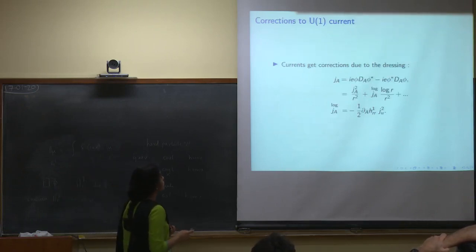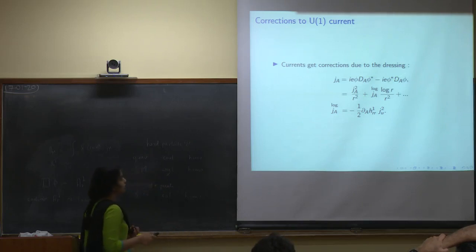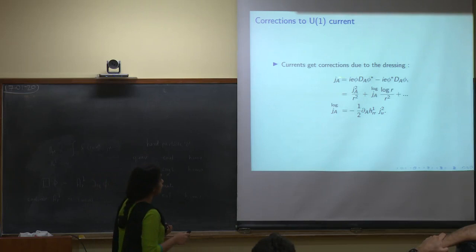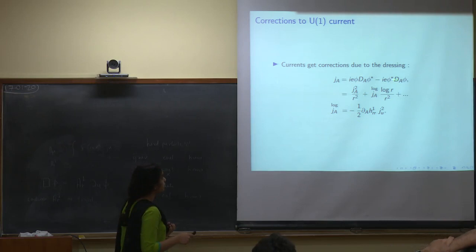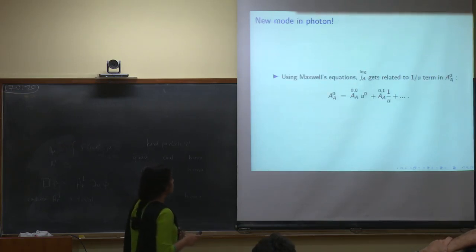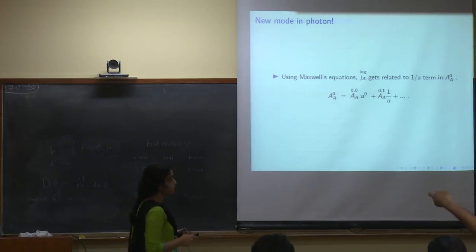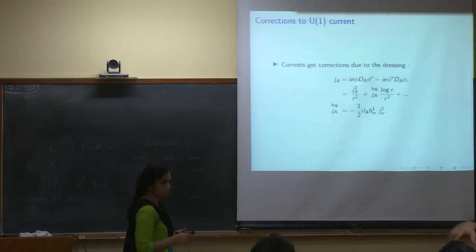So when we consider the dressed scalars, then the current also changes. There is some log r terms here, and so this log coefficient will depend on HRR1. Now we can just put in these sources in the Maxwell's equation, and then try to find the gauge field. Sorry, what was the last transparency again? What are you computing now?